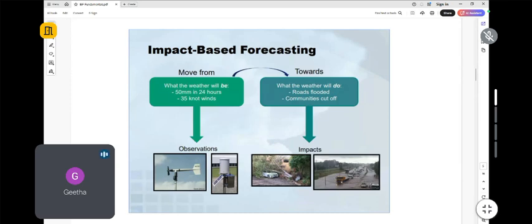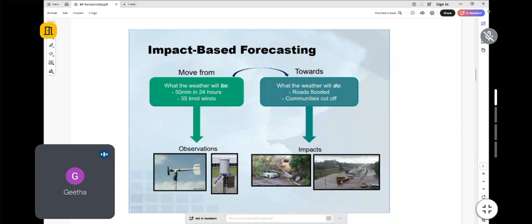So what is expected from us? What the weather will be is the information we are providing. Based on our observations and forecast models, we are able to give a forecast. Say 50 mm of rain in 24 hours is expected, 35 knots wind is expected. All this information we are giving. But how will the public interpret it? Different stakeholders will need information about different aspects that will help them to take action.